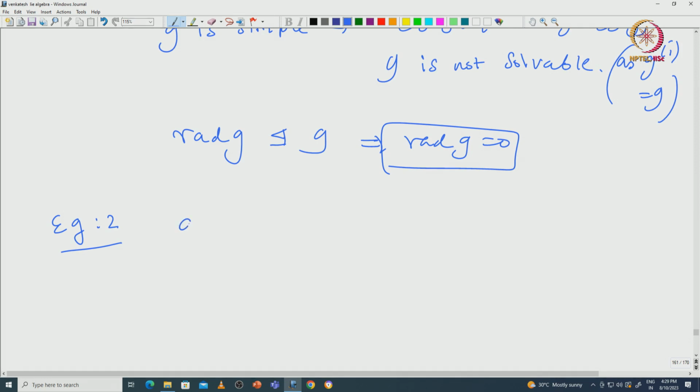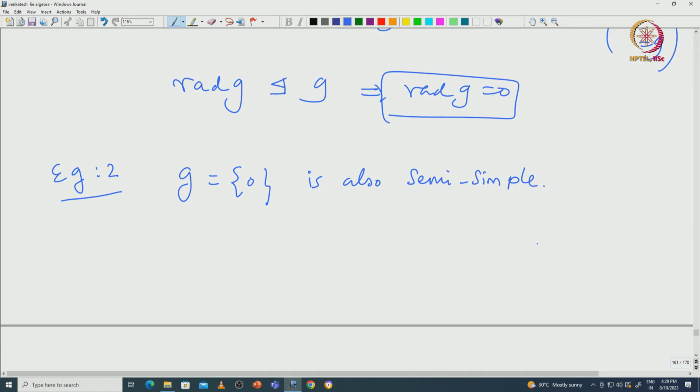If you take even the trivial space, that is also semi-simple. But there is a very abstract way of constructing semi-simple Lie algebras from any arbitrary Lie algebra. That I will list as 3.